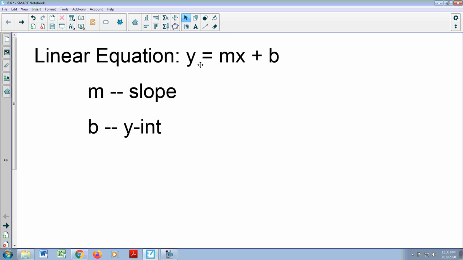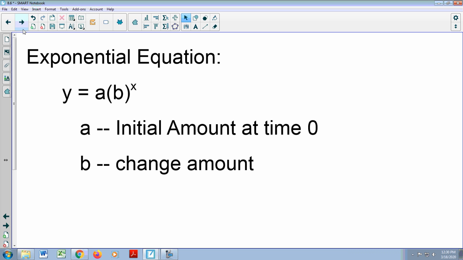So a linear equation looks like y equals mx plus b. M is my slope, b is my y-intercept. When I look at exponential, that equation is y equals a times b to the x. A is the initial amount at time 0. B is your change amount. What am I multiplying by each time?